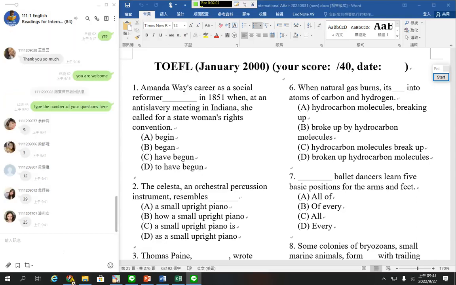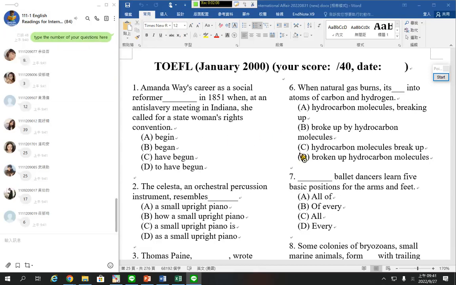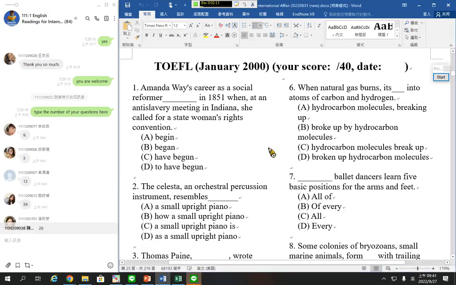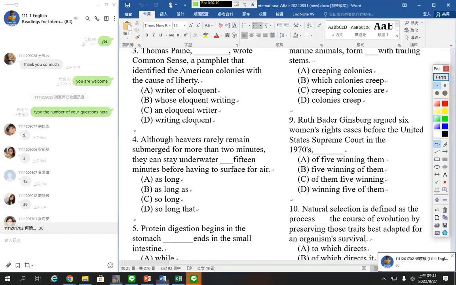Okay, you can continue to type in your question number and I will see how much time we have and I will do this one by one. So let's go to the first one, question 9. Please go to question 9. Okay, let's see this one.